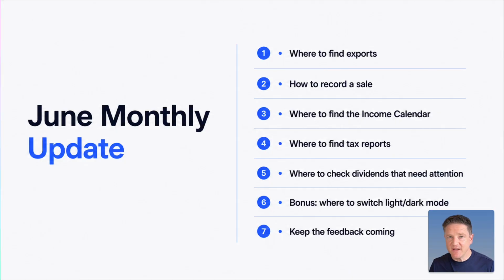In this video today, we're going to cover off some of the tools or features that maybe aren't as easy to find compared to the older platform. So I'm going to run you through those. And these are all based on some of the questions and feedback we've gotten from the survey itself. So it does come through, and we're doing our best to make everything as easy as possible. So we're going to look at where to find exports, how to record a sale, where to find the income calendar, where to find tax reports, where to check dividends that need attention, and we'll have a look at how to switch between light and dark mode.